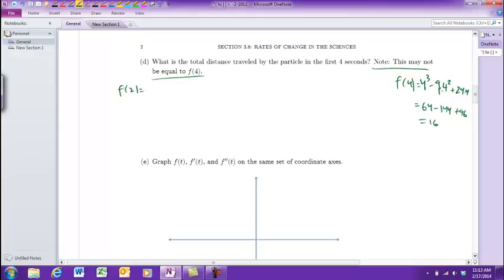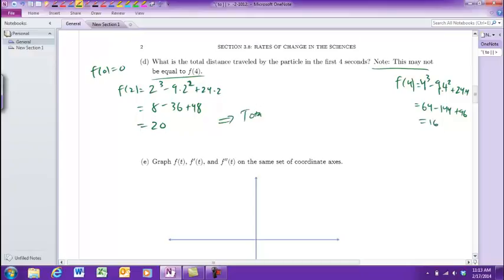So f of 2, and remember we did 0 before, f of 0 was 0. If I do f of 2, that's 2 cubed minus 9 times 2 squared plus 24 times 2. This gives me 8 minus 36 plus 48. That gives me 20. So what's going on here is the particle started at 0. After 2 seconds, it goes all the way up to a position of 20. Then it stops, and then it moves backward to a position of 16 and stops again.